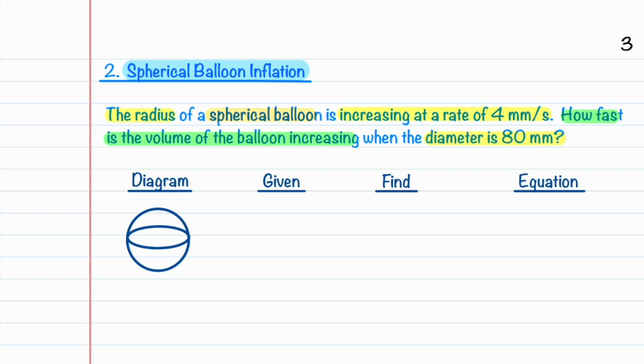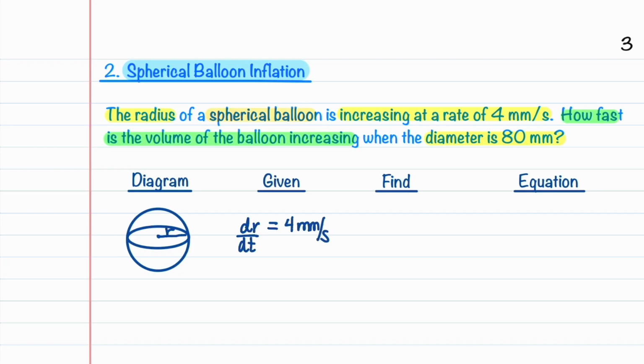Since this problem involves a spherical balloon inflating, I went ahead and drew a diagram of a sphere. Now we just have to put some variables in it. Let's start by putting down the radius, and we'll call that r. And now let's see what we're given. We are told that the radius is increasing, so that is dr/dt, at a rate of 4 millimeters per second. So we'll set this equal to 4 millimeters per second. Make sure to put the units down.